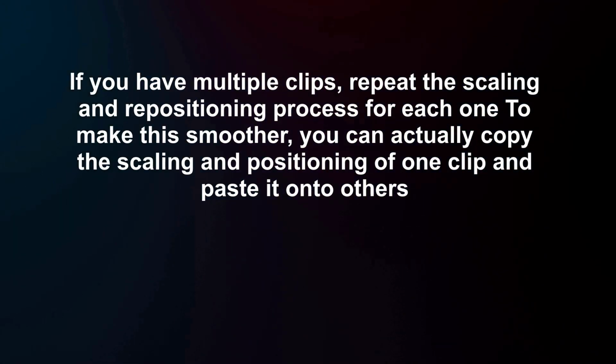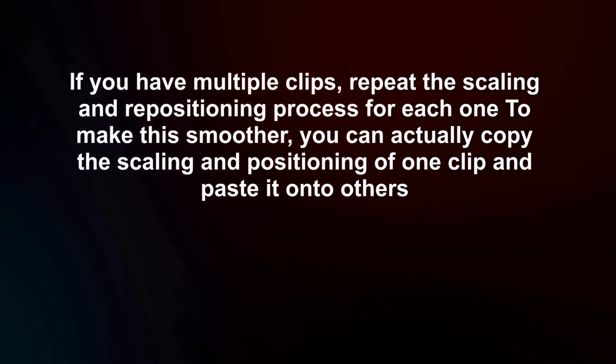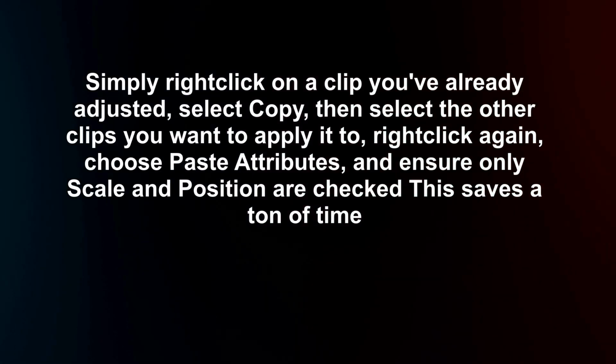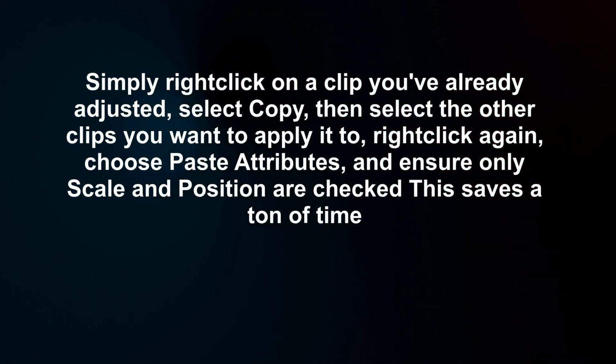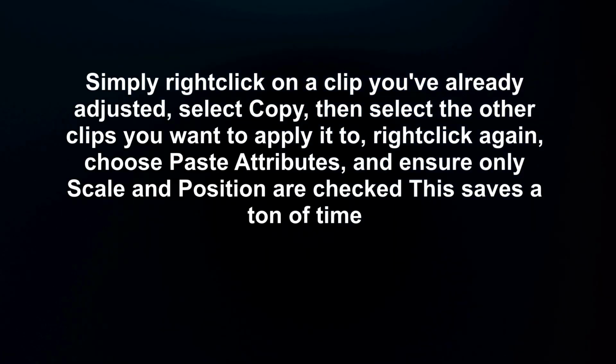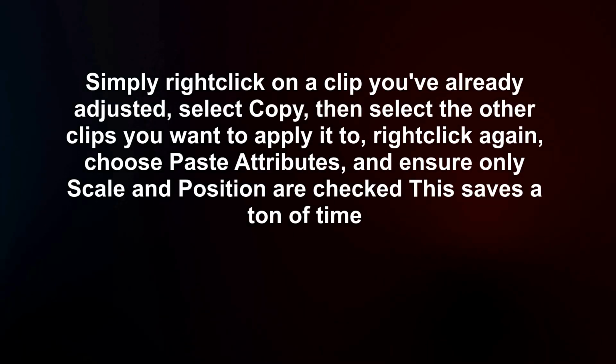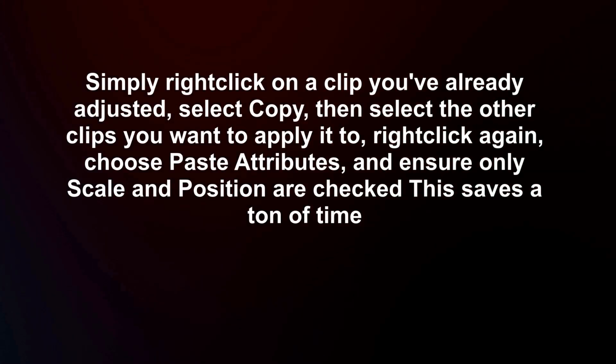you can actually copy the scaling and positioning of one clip and paste it onto others. Simply right-click on a clip you've already adjusted, select Copy, then select the other clips you want to apply it to. Right-click again, choose Paste Attributes, and ensure only scale and position are checked. This saves a ton of time.